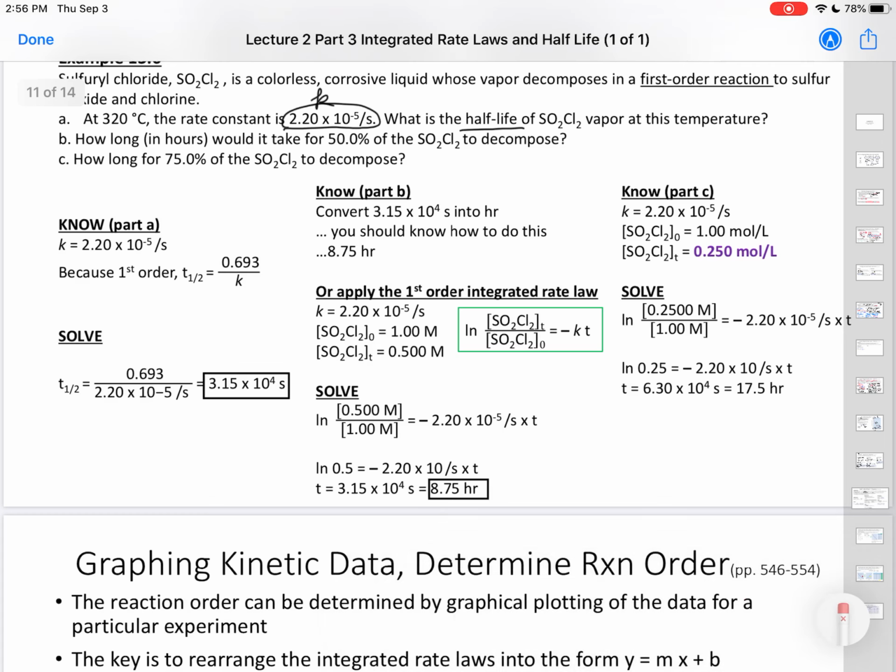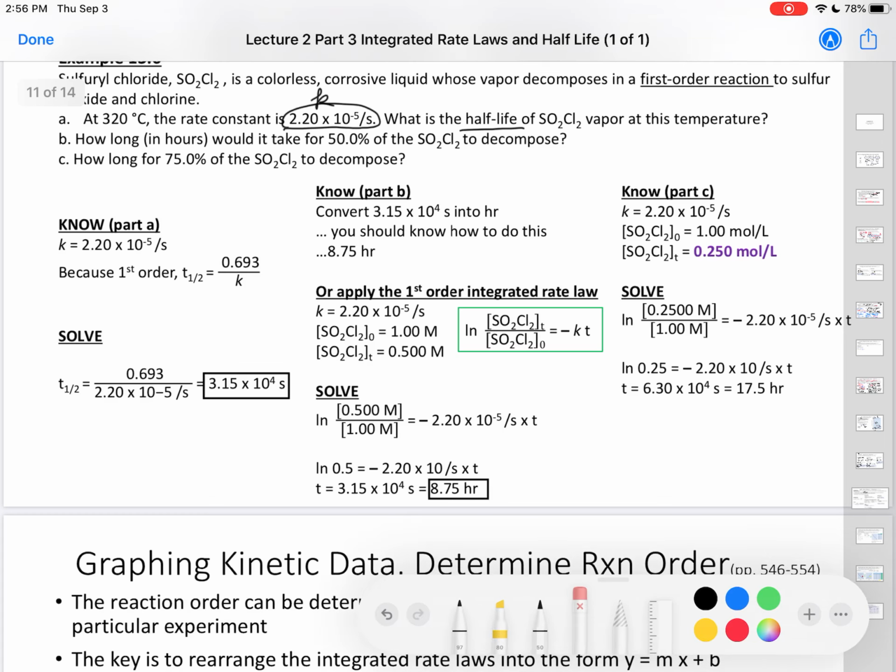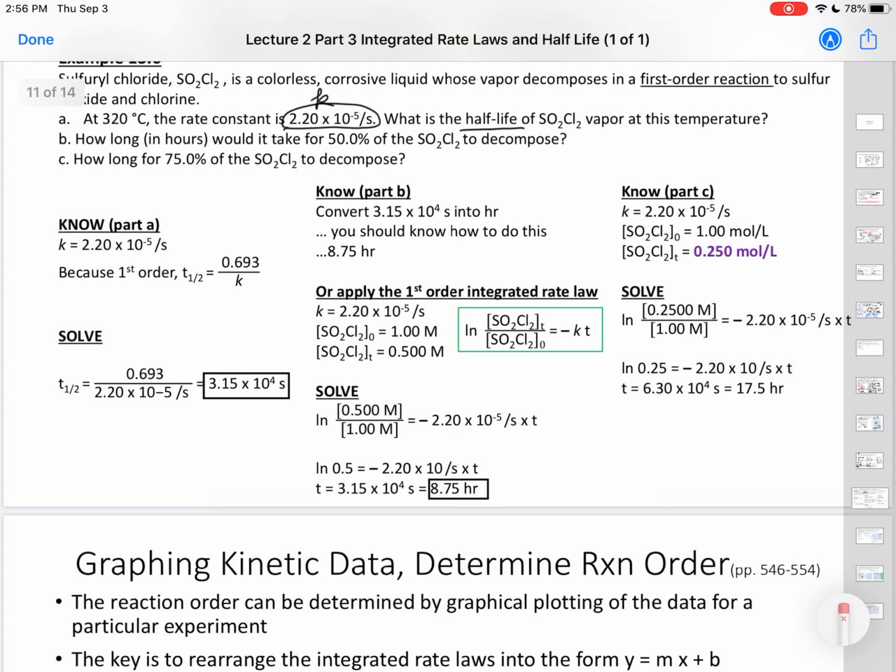So using that equation, which I've got written for you, we have k equals 2.20 times 10 to the -5, and it is first order, so we're using this equation. We're going to plug that into k, and that's exactly what I have here, 0.693 divided by 2.20 times 10 to the -5. I get 3.15 times 10 to the 4th seconds.